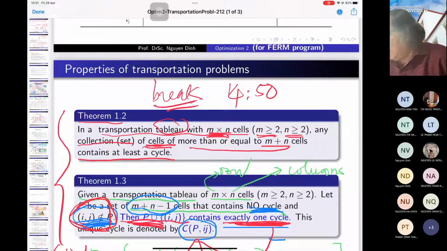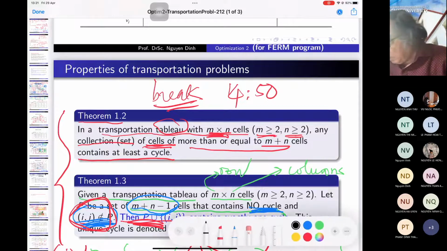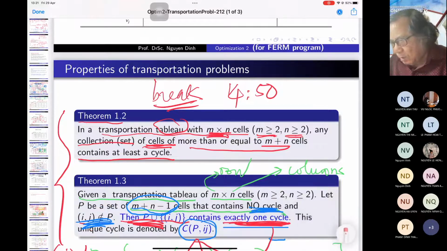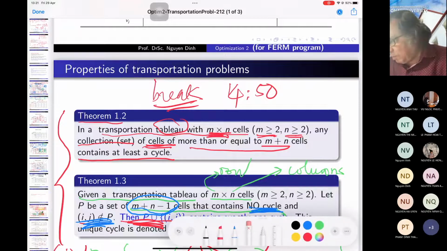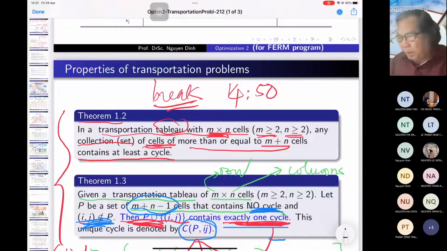But the important thing I would like to remind you is this. This theorem is very important. The theorem 1-3 here.